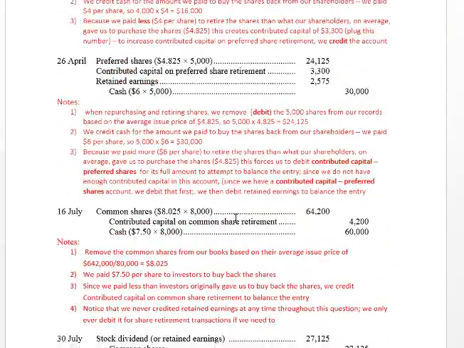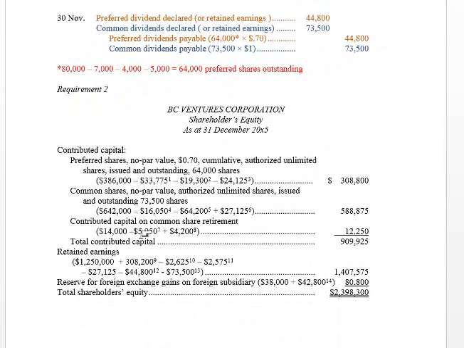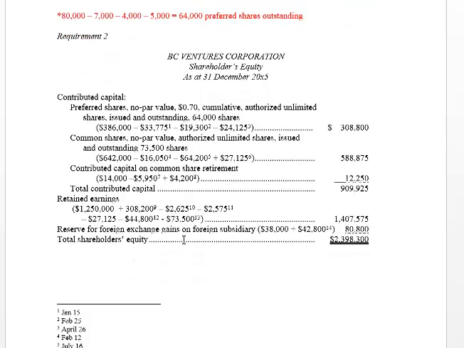So now if we go back down here, you'll notice that we've got the $59.50 in here. Now, how did we come up with the $4,200 common share retirement item down here?